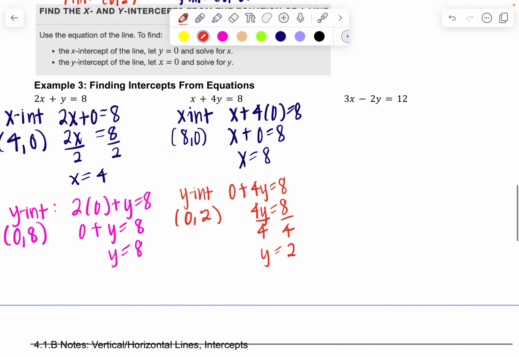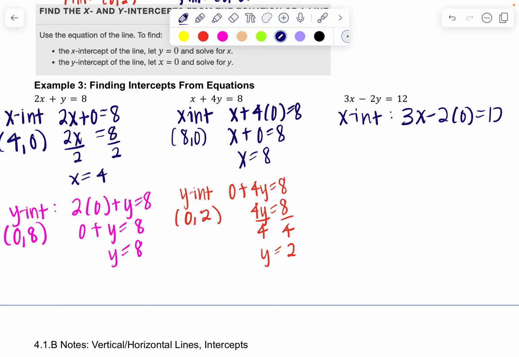All right, one more here. X-intercept, we put 0 in for y. So 3x minus 2 times 0 is 12. 3x is 12. Dividing by 3, we get x is 4. So (4, 0).